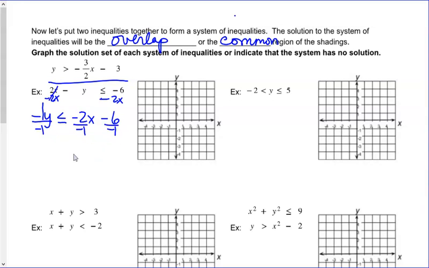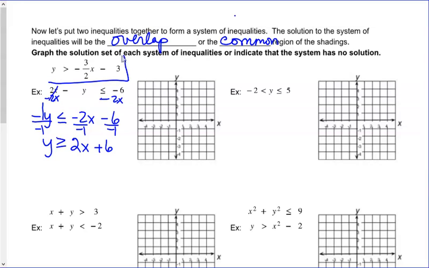Now, the reason I did this one again was to remind you, when you divide any inequality by a negative or you multiply by a negative, then this inequality must be switched. Now, divide negative 2 by negative 1, negative 6 by negative 1, and you get a positive 2x plus 6 for that line. Okay? All right, very good.